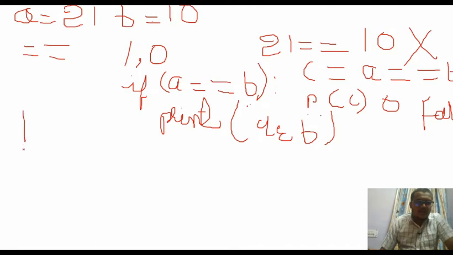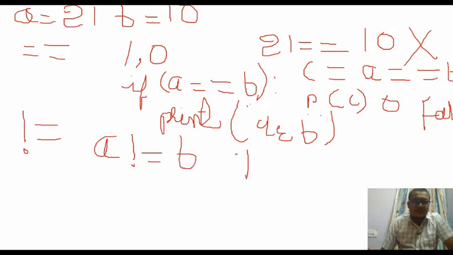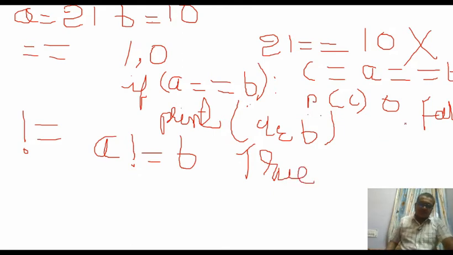So the next operator is not equal to. If the content of A is not equal to B, then the statement is true. We will get a true statement here. So this is like not equal to, then true, or else if they are equal, then it is false. So it is exactly an inverse operation of equal to.